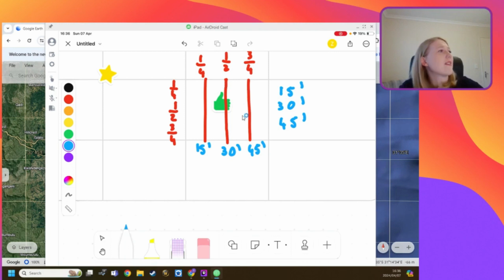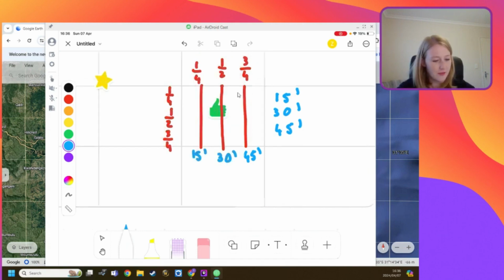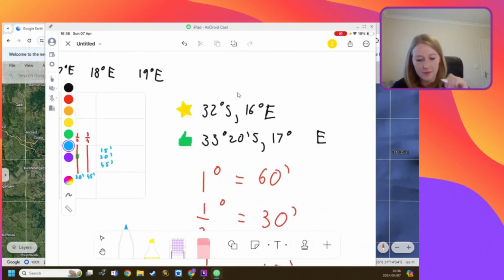Now, I think that the thumb, I think that looks like it's on the 30 minutes. Yeah? Sure. Let's call that on the 30 minutes. Right here. 30 minutes east. There's our complete coordinates. 33 degrees and 20 minutes south. 17 degrees and 30 minutes east. Well done. That was challenging, but we got it.